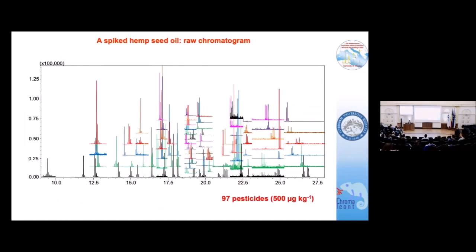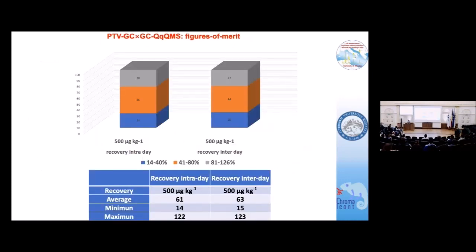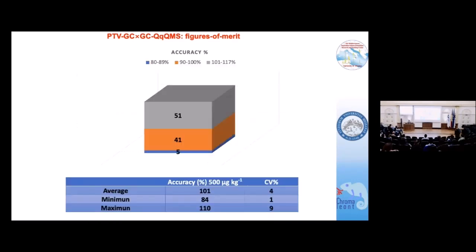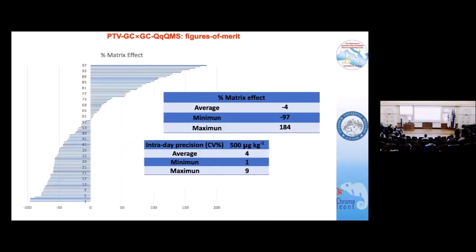Here again, the chromatogram, also in this case, 97 pesticides detected in a quite easy way without interference, obtaining good results. Of course, again, the recovery in this case is only shown at 0.5 ppm for time reasons. And again, the accuracy is very good, between 84 and 110%, so within the European limits.